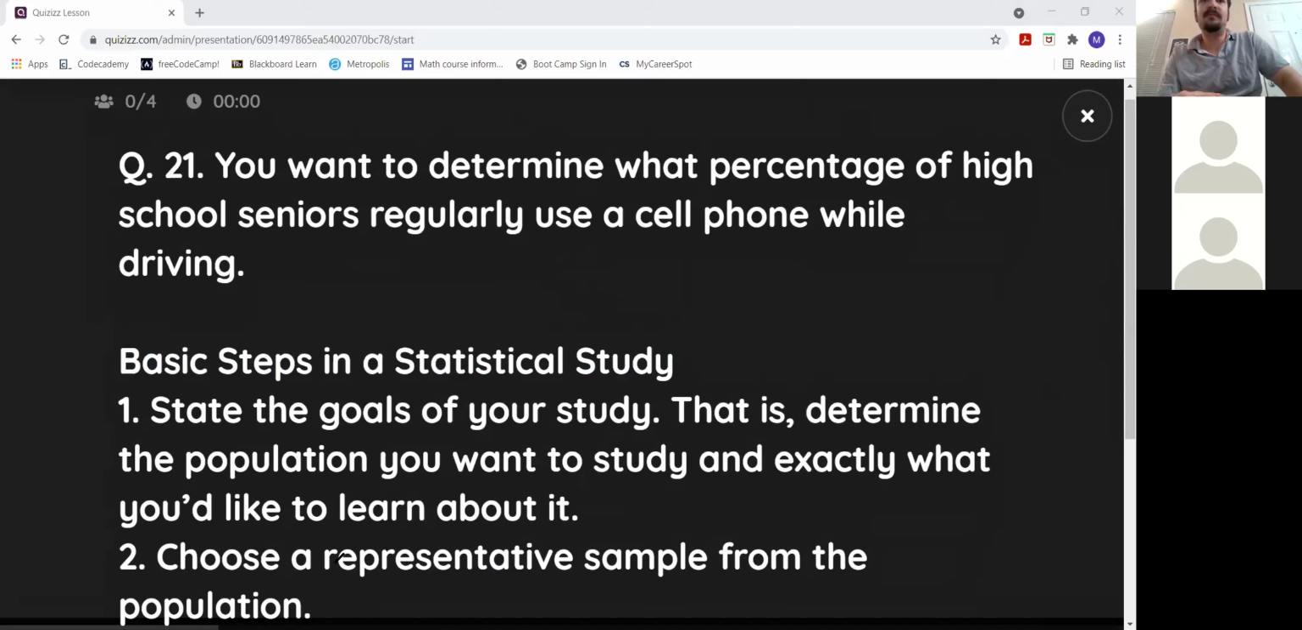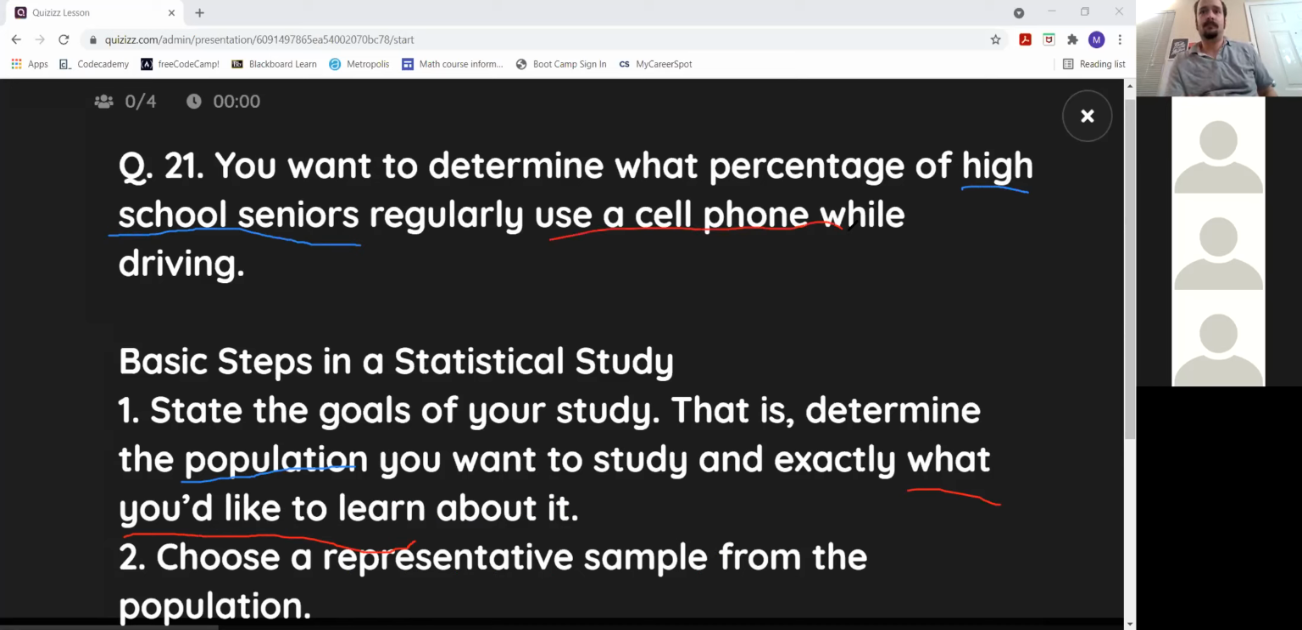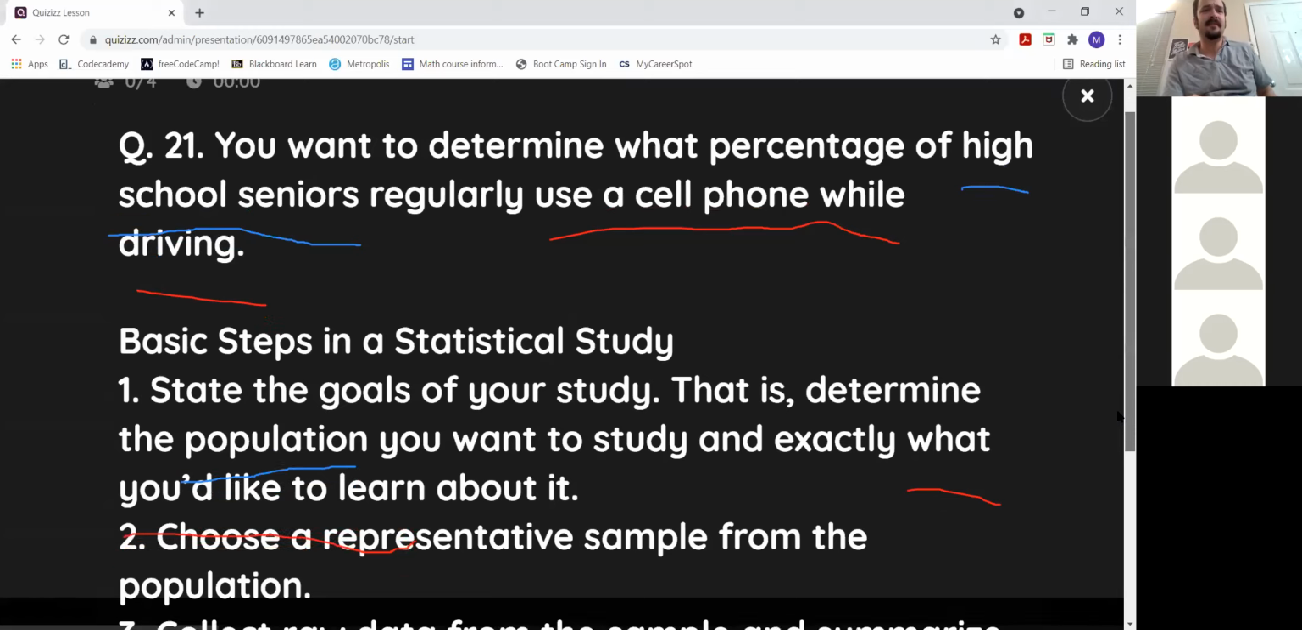What's my population? High school seniors. Yeah, high school seniors. I'm talking about all high school seniors. So my population should be high school seniors. Maybe you might want to put the word all in front of there, all high school seniors. The other thing is they say, what do we want to learn? Like, what are we measuring? What are we trying to learn about this? How many of them use their cell phone while driving? Yeah, so we're trying to figure out what percentage of them maybe use their cell phone while driving.